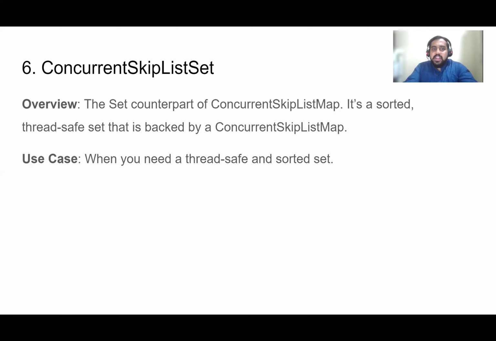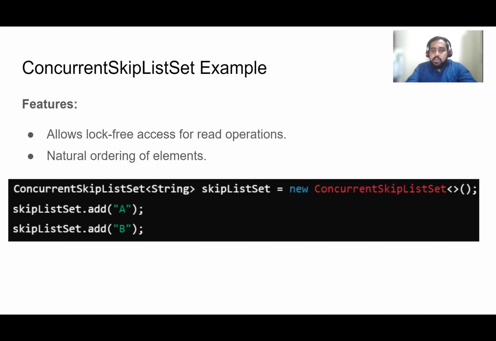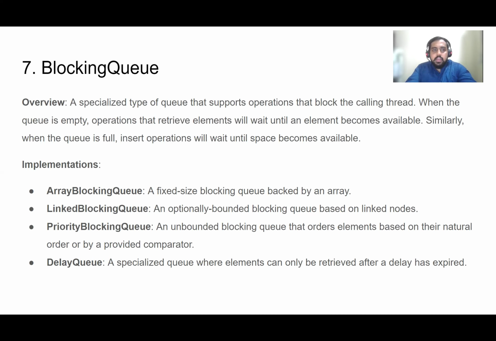Now we'll see ConcurrentSkipListSet. It is the set counterpart of ConcurrentSkipListMap. It's sorted and thread safe, backed by a ConcurrentSkipListMap. So when we need any thread safe sorted set, we can go with this. This is an example where I created a ConcurrentSkipListSet and added two values, A and B.